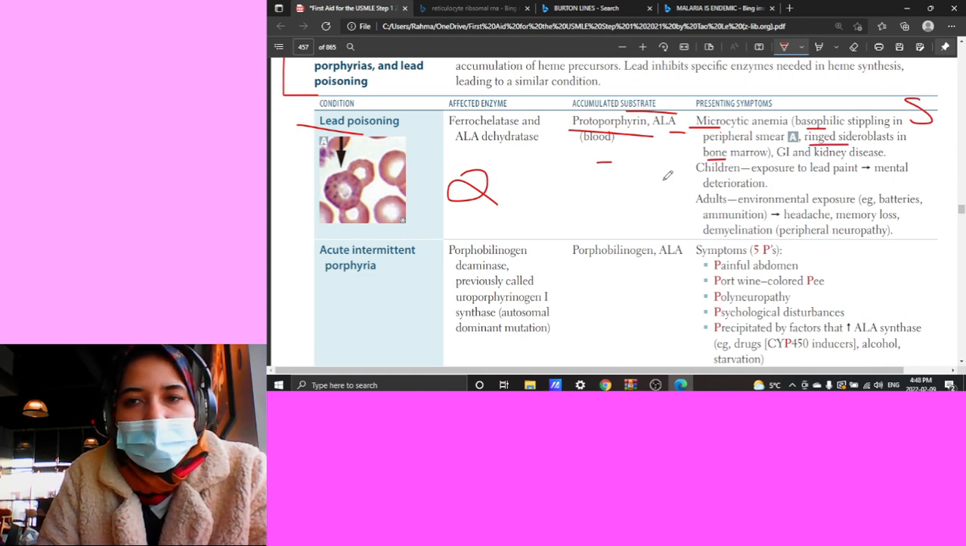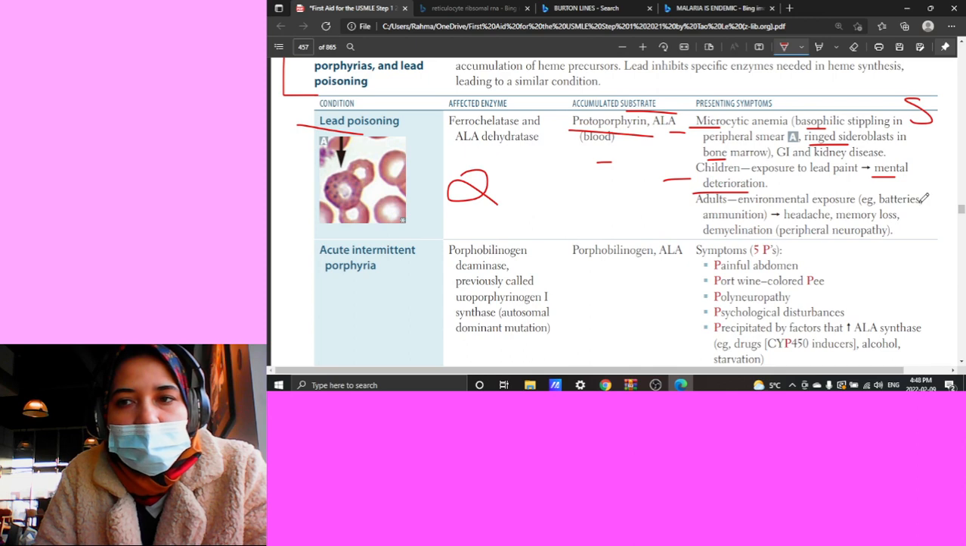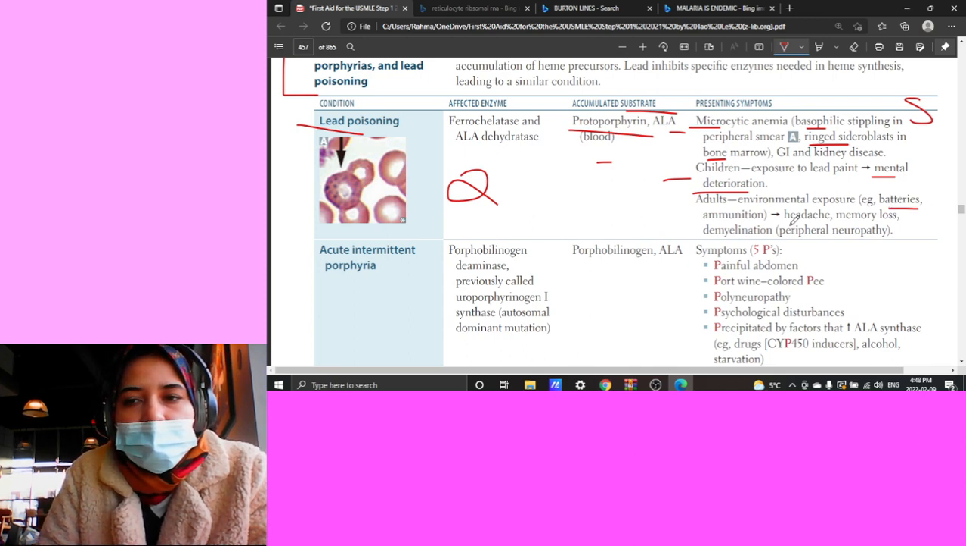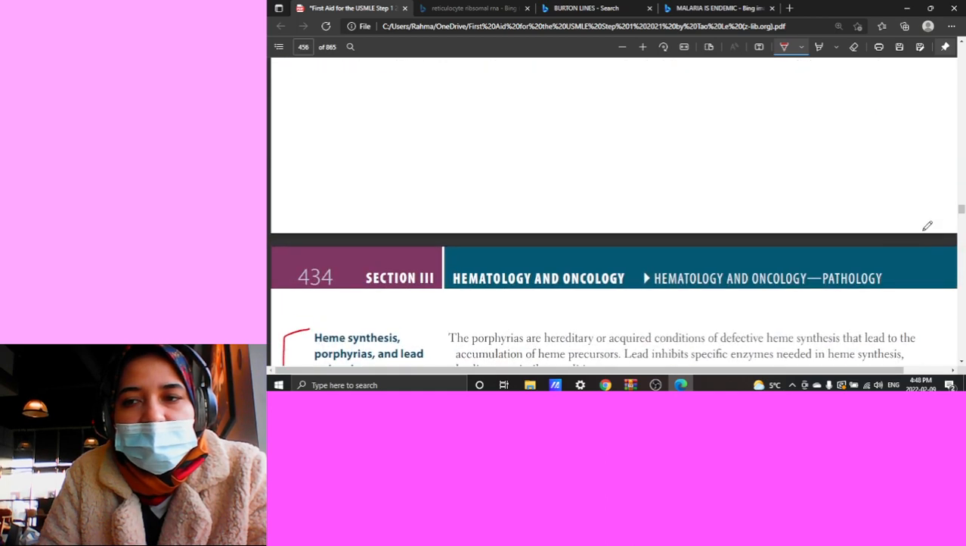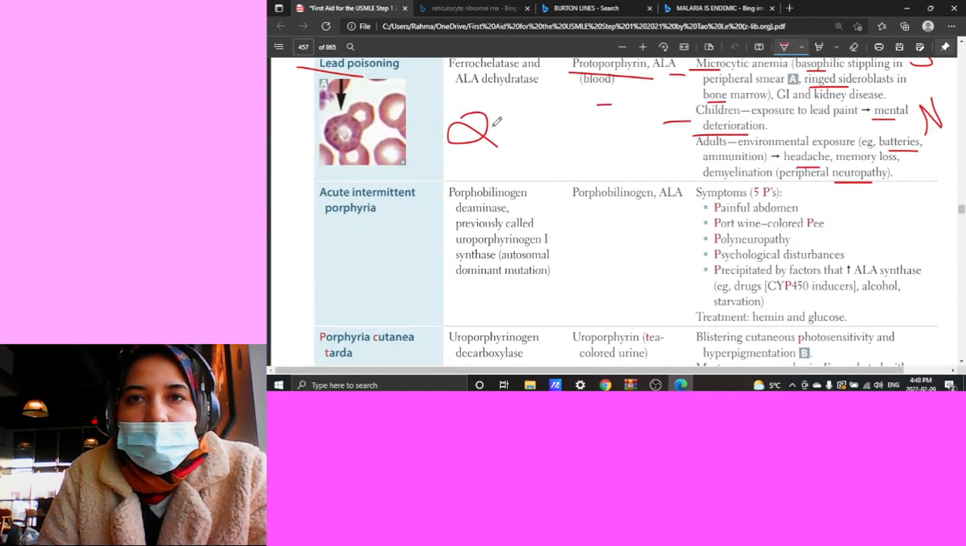GI and kidney disease. Children: exposure to lead will lead to mental deterioration. Adults, probably working at a metal factory or something, or batteries or ammunition, are also going to have this neuropathy. So you want to look for anything nervous system affection plus anemia. You want to really think about lead poisoning here.